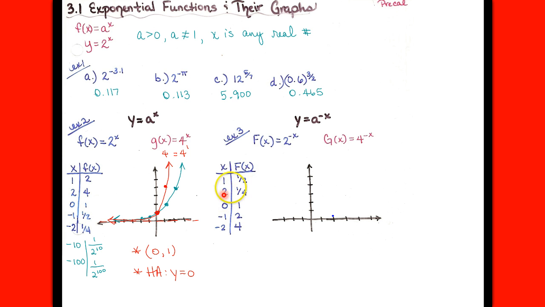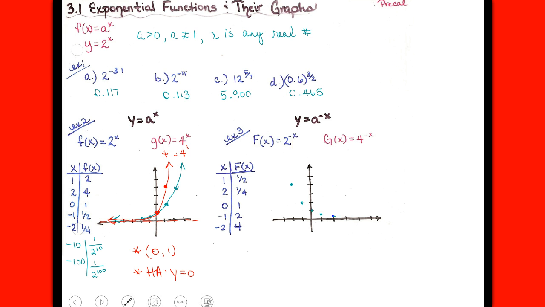Plug in 2, so 2 to the negative 2 is 1 over 2 to the positive 2, so 1/4. Plug in 0, 2 to the 0 is 1. Plug in -1, so 2 to the negative 1 would be 2 to the positive 1, or 2. And plug in -2, so 2 to the negative 2, or 2 to the positive 2, would be 4.